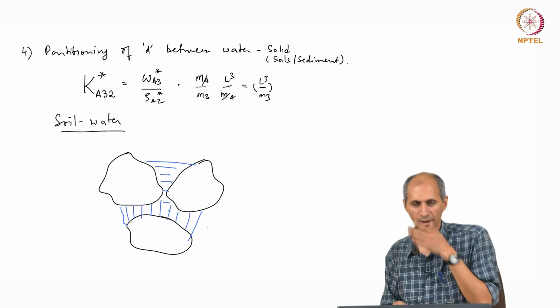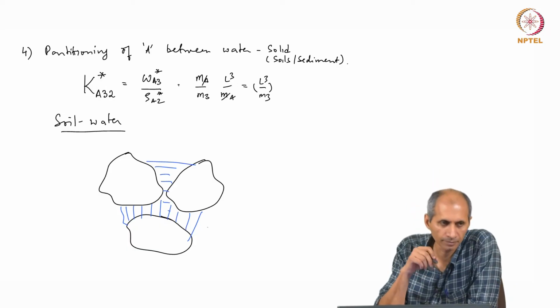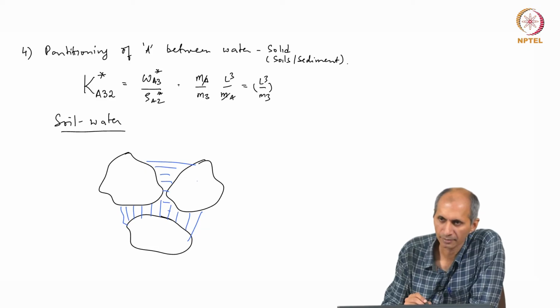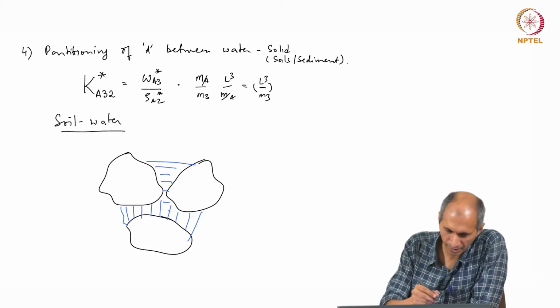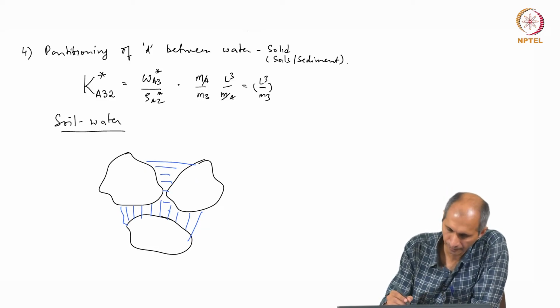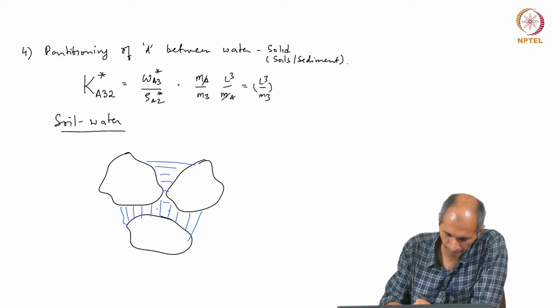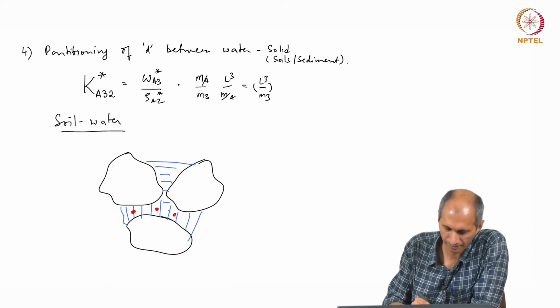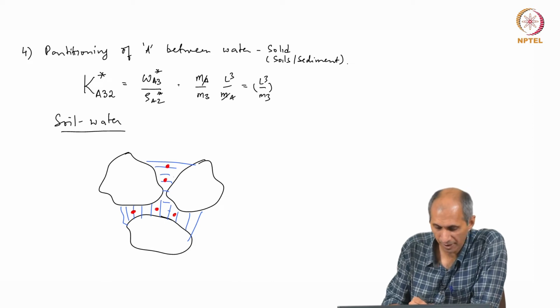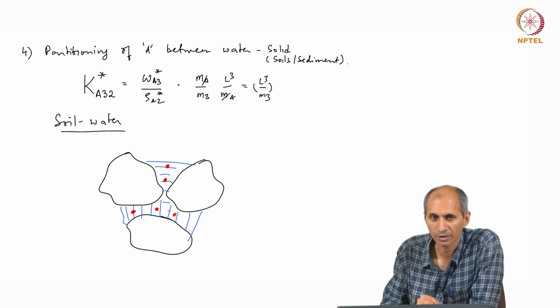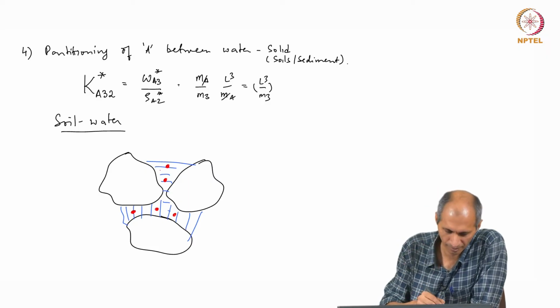So I have water in the middle of the solids. Suppose there is a chemical here. So we have a chemical here. We will call it some chemical A. This will partition between the solid and the water. There is a ratio in which it will exist between this and the water, the pore water.